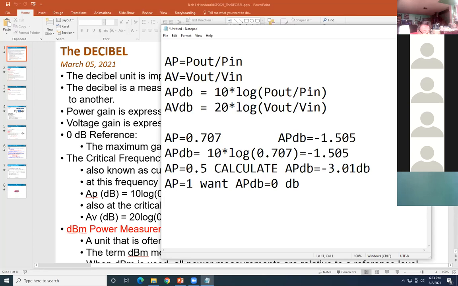Okay, now you can see AP equals P out divided by P in. And now they equal 1. Okay, that means P in equals P out.